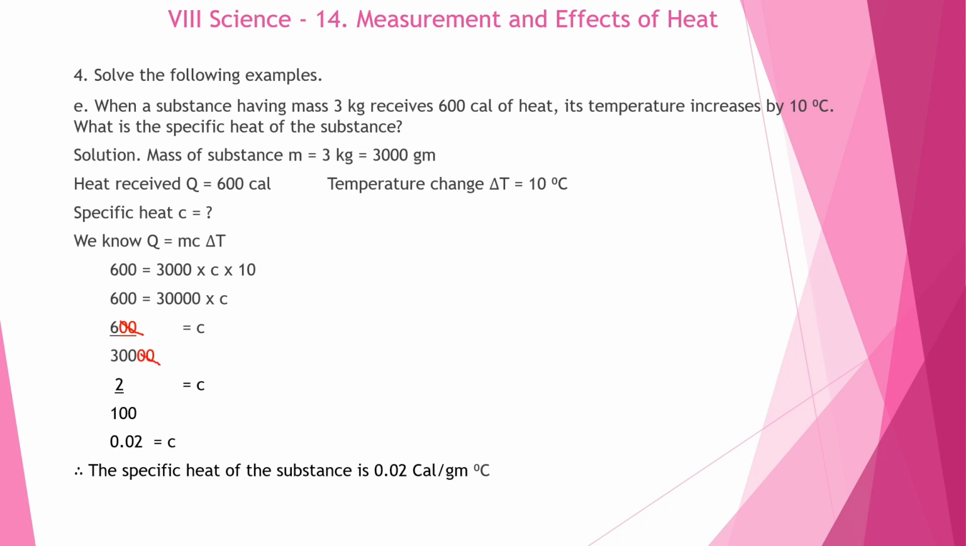What remains is 6 upon 300. So 3 ones are 3, means it will actually be 100, and 3 twos are 6. So 2 upon 100 is remaining. 2 upon 100 can be written as 0.02 because there are two zeros down, 0.02. Therefore, the specific heat of the substance is 0.02 calorie per gram degree Celsius.